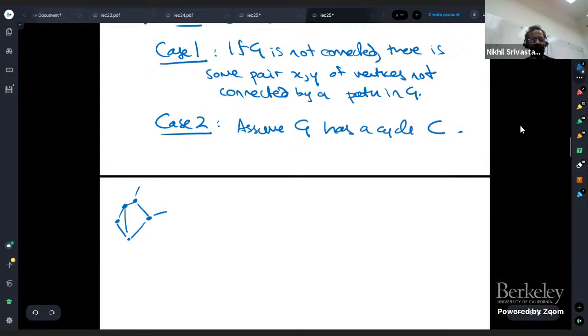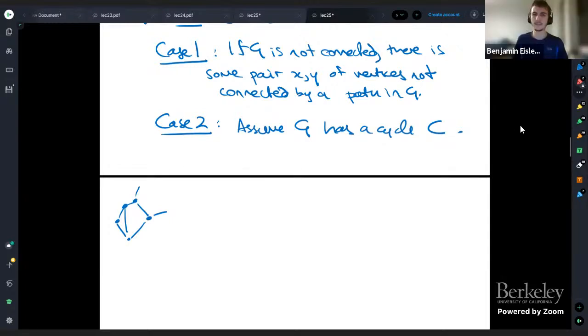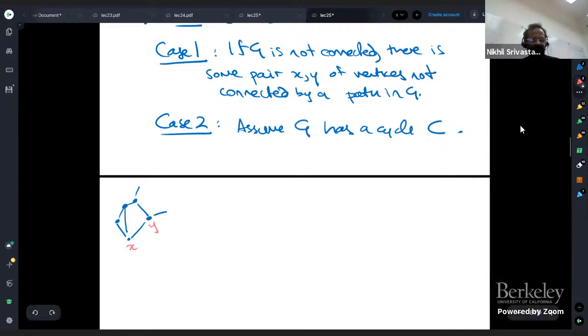So how am I going to produce a pair of vertices with two paths from the cycle? Choose any two vertices on C. To make our lives even easier, let's just choose some two adjacent vertices, X and Y. Let's say C is this cycle here. Well, there are two different paths between X and Y. One is just the edge XY, and the other is you go around the cycle the other way. So that's it. Let XY be any edge in C.